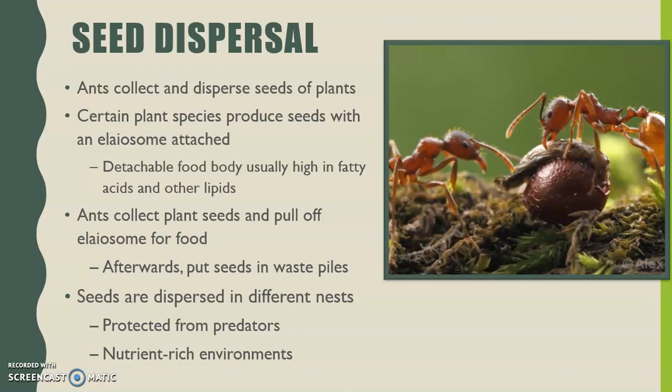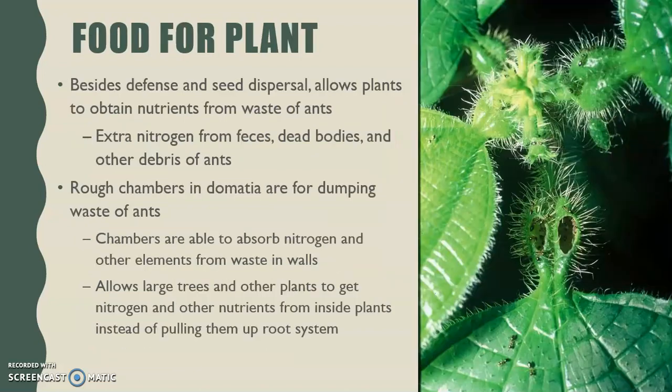For this, the seeds are dispersed in many different colonies of ants, and they're also protected from predators, and they are in nutrient-rich environments. The third type is food for plants. Plants are allowed to obtain nutrients from the waste of these ants. Plants are always looking for extra nitrogen, and this extra nitrogen comes from the feces, dead bodies, or other debris of ants. And for plants in domatia, this can really be a benefit.